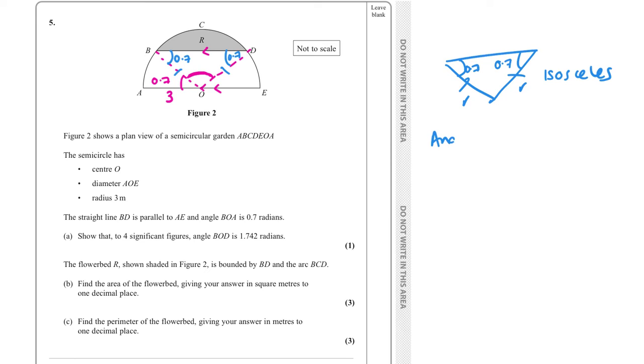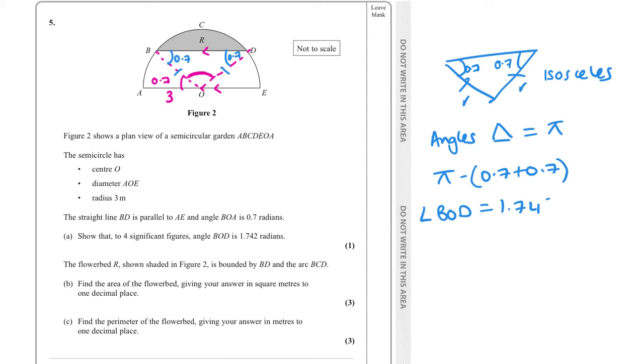Angles in a triangle add up to what? 180 in terms of pi? Pi. So we do pi minus 0.7 plus 0.7. Okay, so we're going to do that, and shift pi minus 1.4 equals 1.742. Yeah, so angle BOD equals 1.742. Perfect. So we've done it.